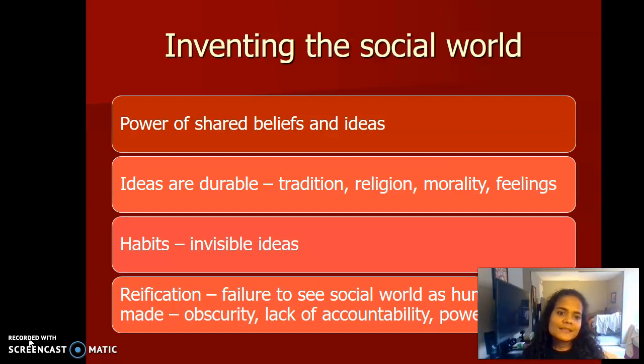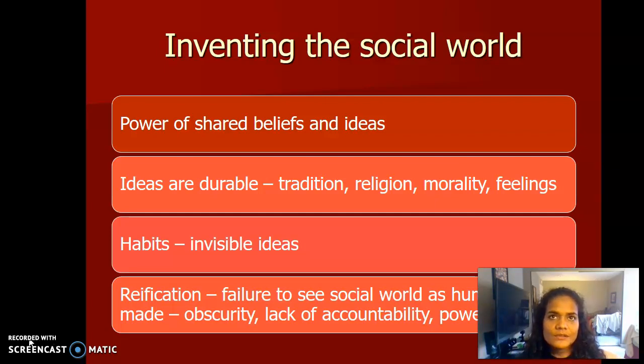So because these ideas become so durable, they become like habits, right? We don't even notice habits anymore. They just become the normal way of behaving in the world, and that's when traditions and other kinds of behaviors become closed off to critical thinking and analysis. And so here one of the ideas is really important to dig deeper into, which is reification.